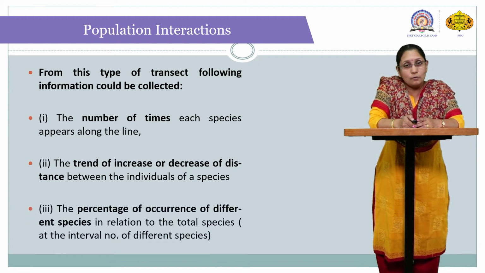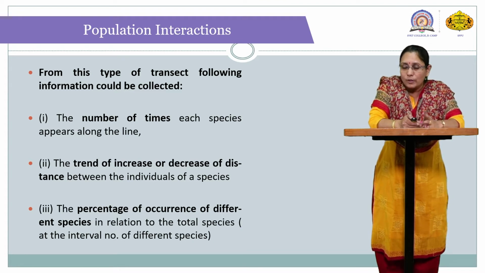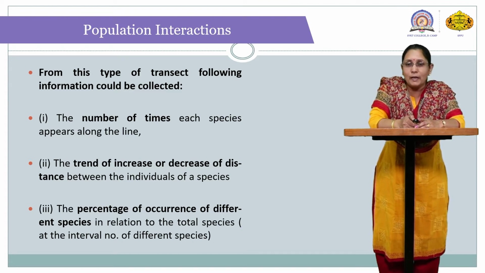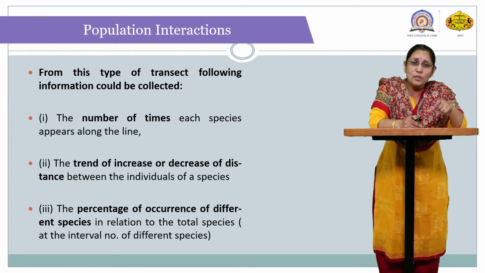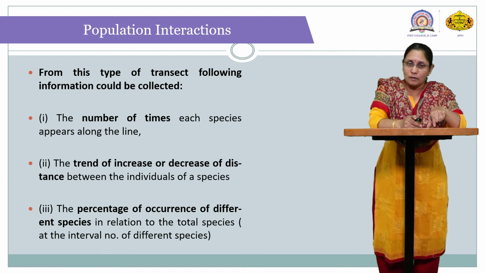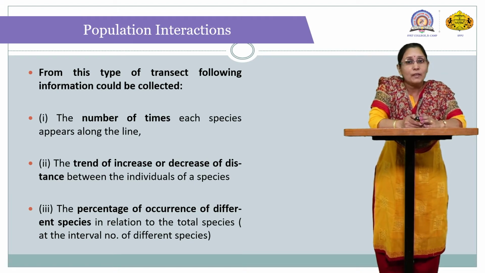Which type of information can be collected with the help of the line transect method? Here you can see. Very first, the number of times each species appears along the line. How many times do the species come along that particular line? Second, the trend of increase or decrease of distance between individuals of species. How much distance is there between two species? Then the percentage of occurrence of different species. How much percentage of that particular species is there? The percentage of species occurrence will be analyzed with the help of the line transect method, in relation to the total species, obviously.